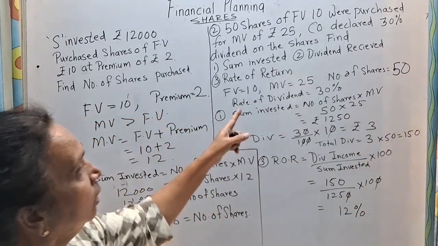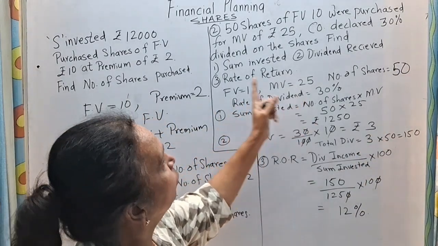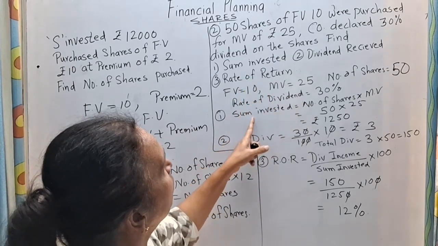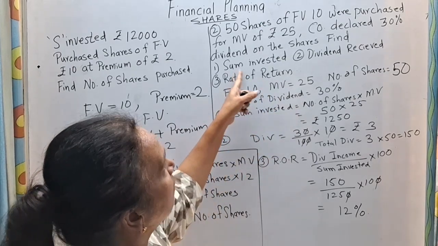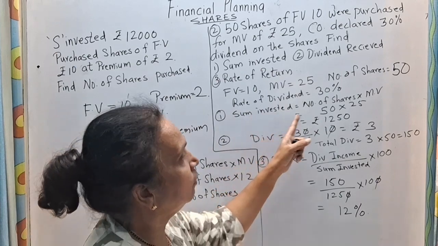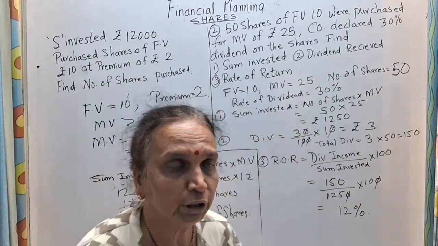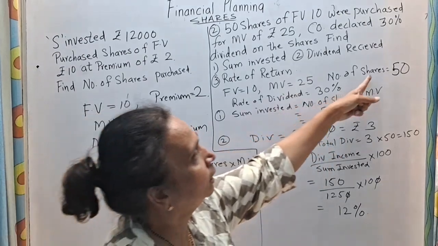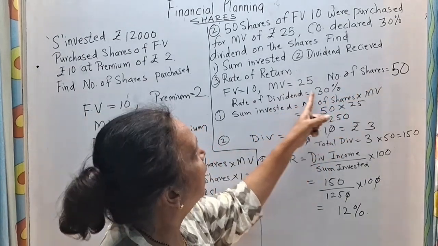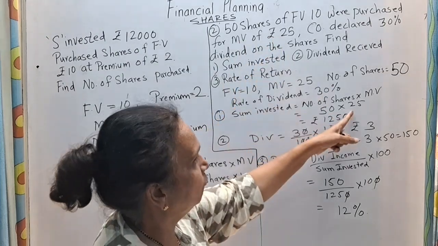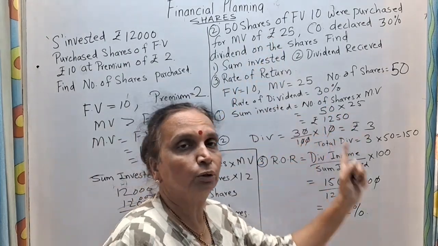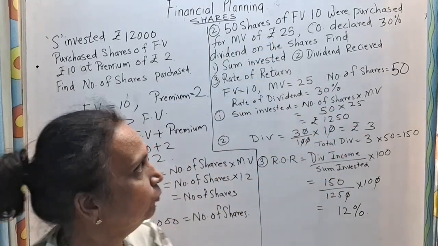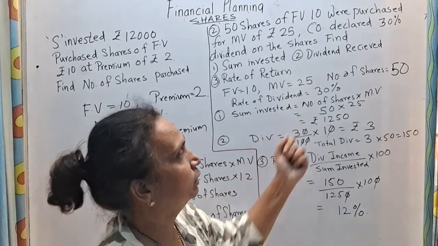Okay. So now on that we are going to find out, first, the sum invested. Sum invested, if you know the formula, is number of shares multiplied by market value. So number of shares is 50. Market value also they have given is 25. So 50 into 25 is rupees 1,250. So that is the total amount invested.